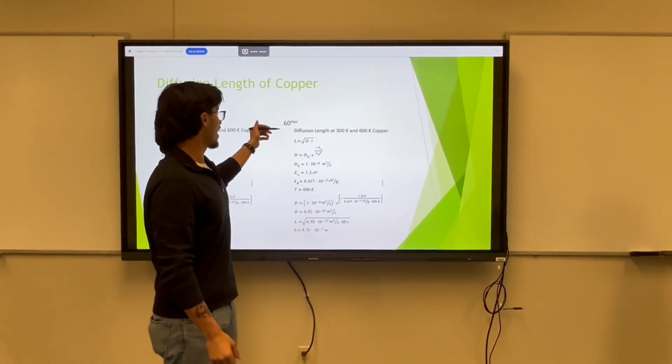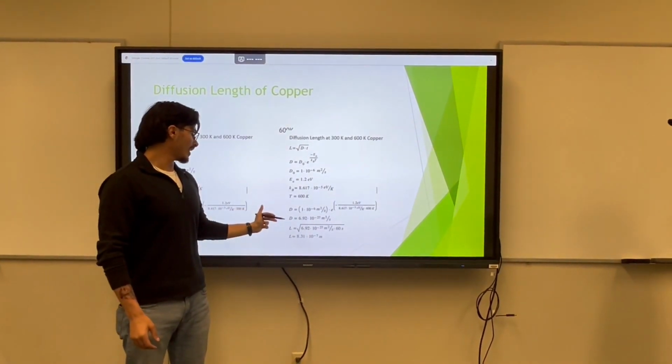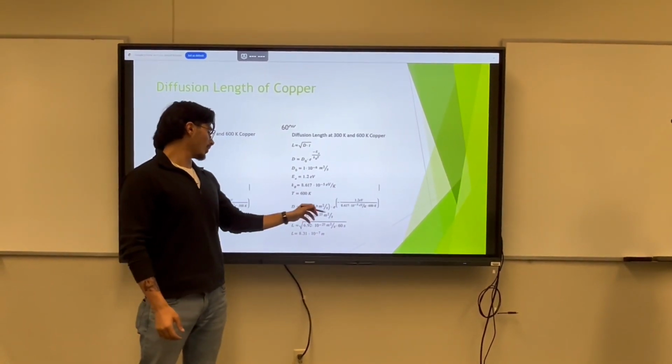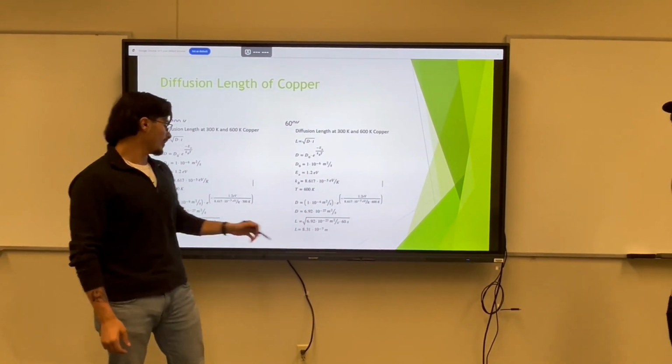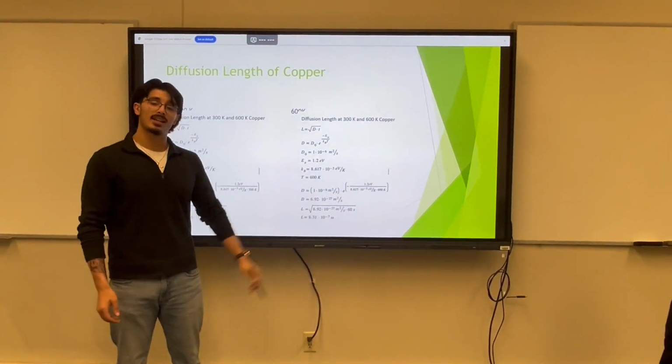At 600 Kelvin, same thing, same process. And this time, our D is 6.92 times 10 to the negative 27 meters squared per second, which is actually the same, with a different diffusion length this time of 8.31 times 10 to the negative 7 meters.